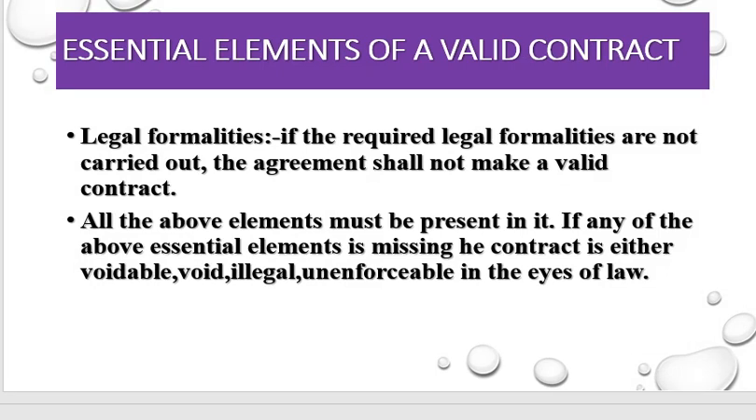If required, legal formalities should be carried out to make it a valid contract. If the required legal formalities are not done, the agreement will not be valid. All the above elements should be present. If any of the above essential elements is missing, then the contract is either voidable, void, illegal, or unenforceable in the eyes of law. So, what are the legal formalities?